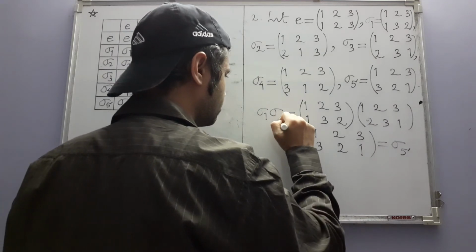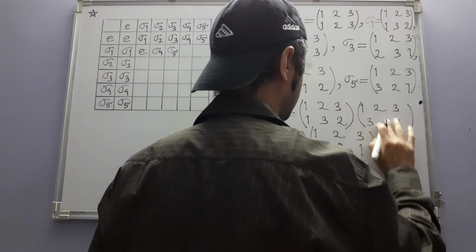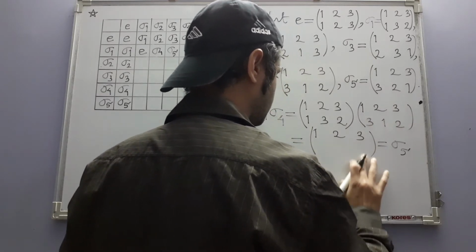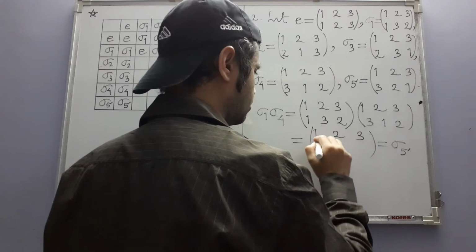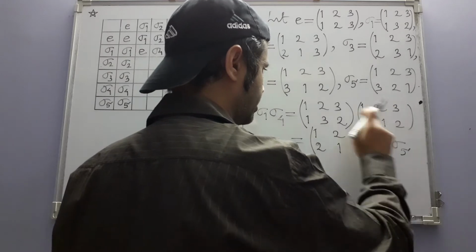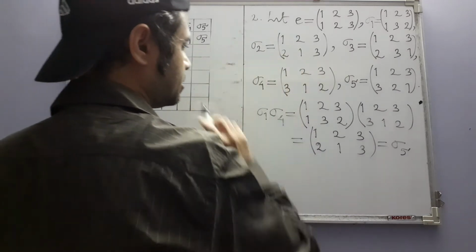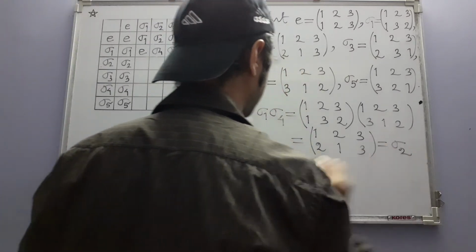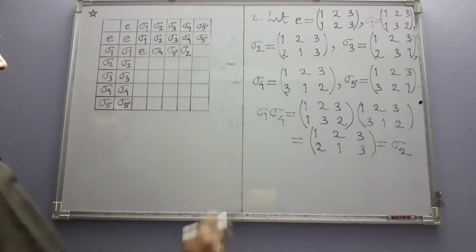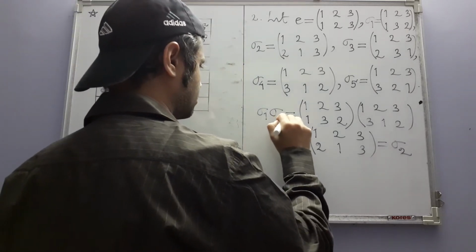3, 1, 2. 1 to 3, 3 to 2, 1 to 2, 2 to 1, 1 to 1, 2 to 1. So this will be 3, 3 to 2, 2 to 3, 3 to 3, 2, 1, 3. 2, 1, 3 is sigma 2. And then this is going to be sigma 3, sigma 1, sigma 5 next.